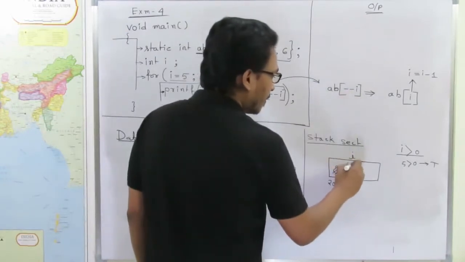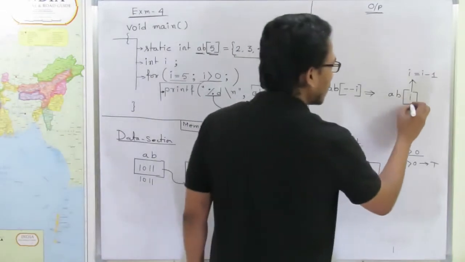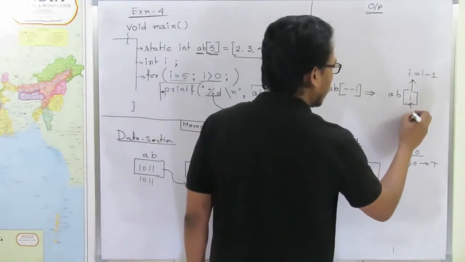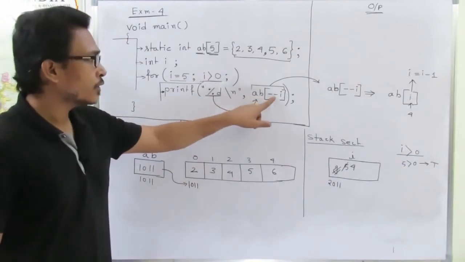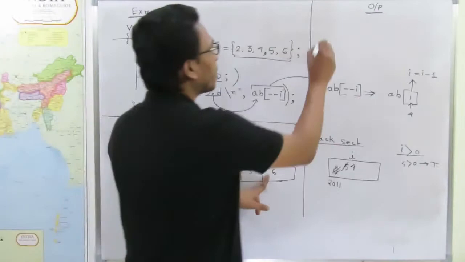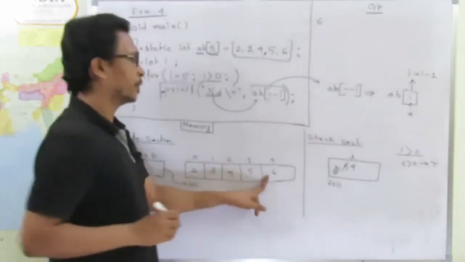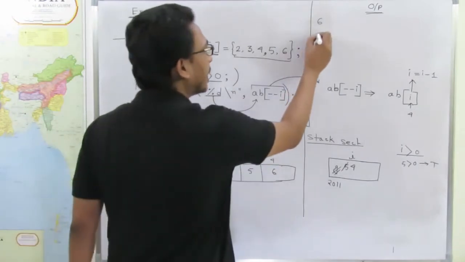So the value of I will become 4, and now in AB, what is the value of I? I now is 4. So what is there in the AB array at index 4? AB array index 4 is 6. So it will print 6 in the output. Clear? Now because of that backslash n, control comes to the next line.